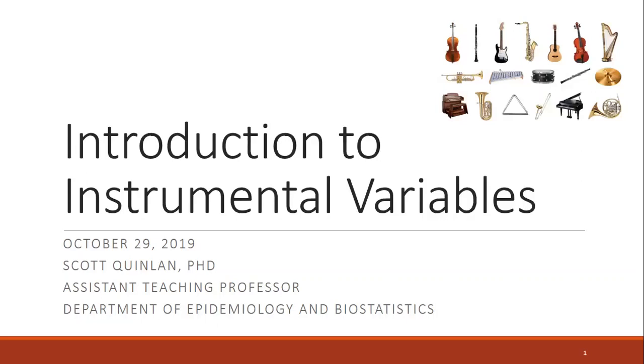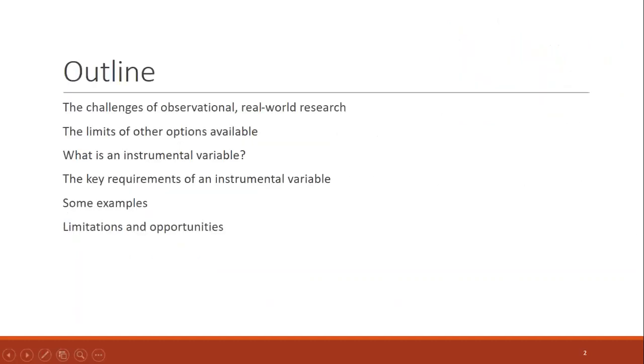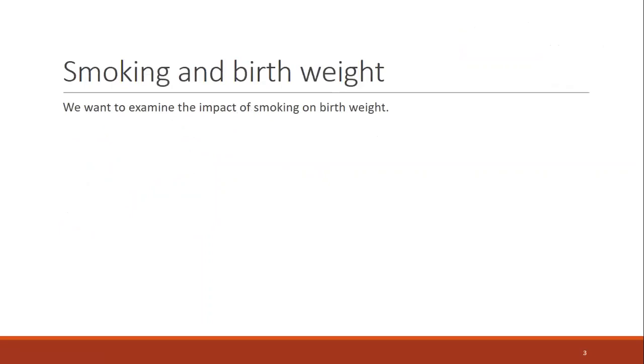We'll start out with a few examples where this topic and this approach has been used. We'll talk in general about the problems we run into with observational real-world research. We'll talk about some of the other things that I previously presented on, like propensity score, and where we struggle a little bit with propensity score and what we can't do. And then we'll go pretty basic through what is an instrumental variable, what are the requirements of an instrumental variable, and then we'll talk about some examples, and then wrap up with some limitations and some opportunities based on what we'll present.